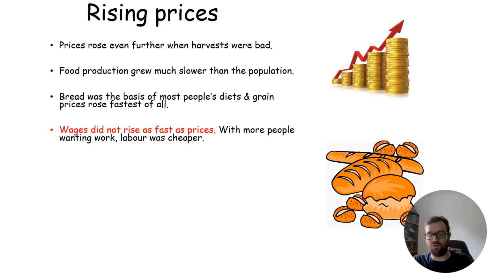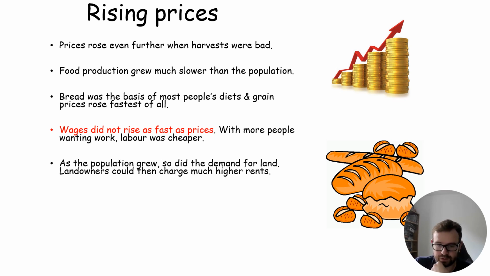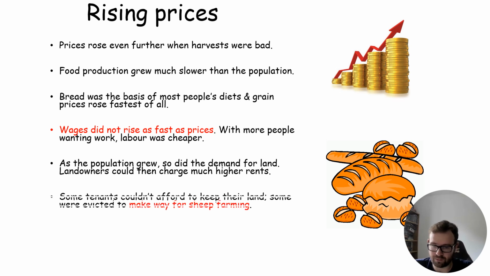Wages did not rise as fast as the prices, so with more people wanting work, labour was cheaper because loads of people want the job, so you can offer a lower wage. And this was a problem because, with the prices of food rising, you can only really spend your money on food just to survive. As the population grew, so did demand for land. Landowners could then charge higher rents for tenant farmers to farm crops, etc. So tenants couldn't even afford to keep their land, and some were shipped off.